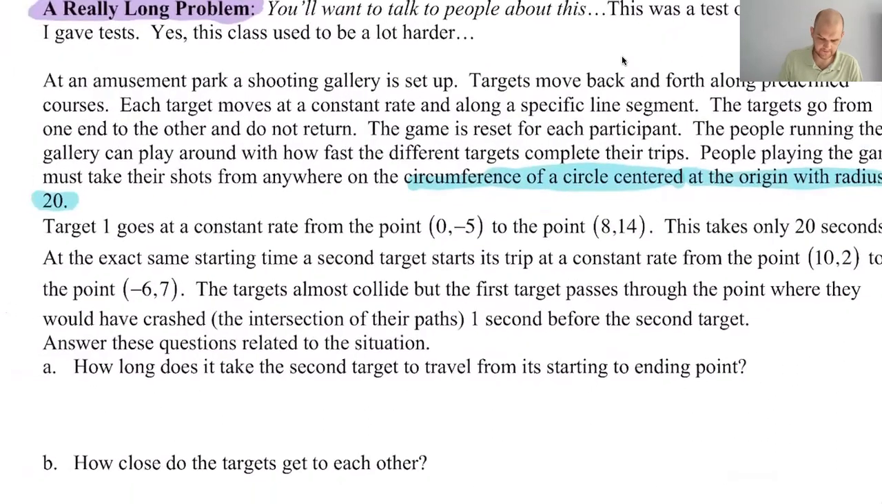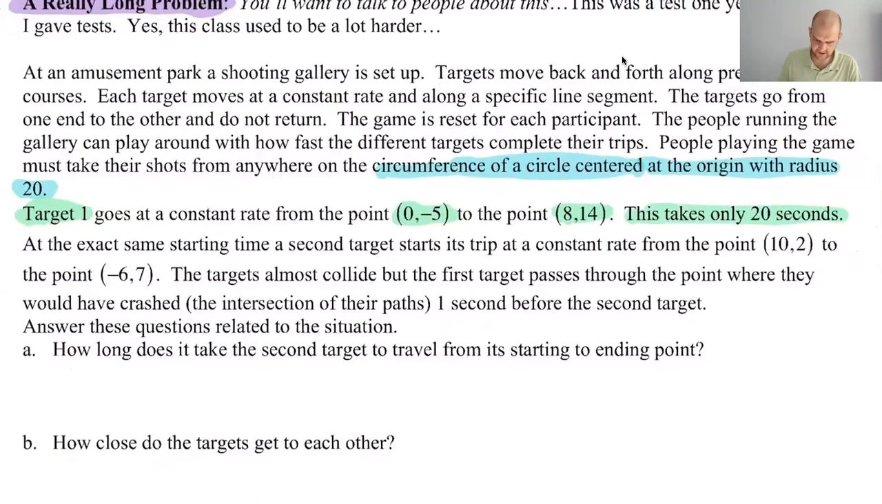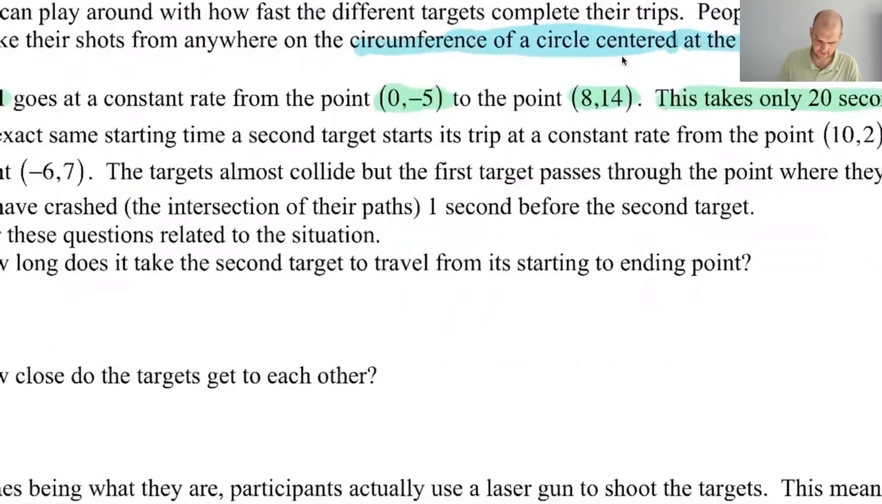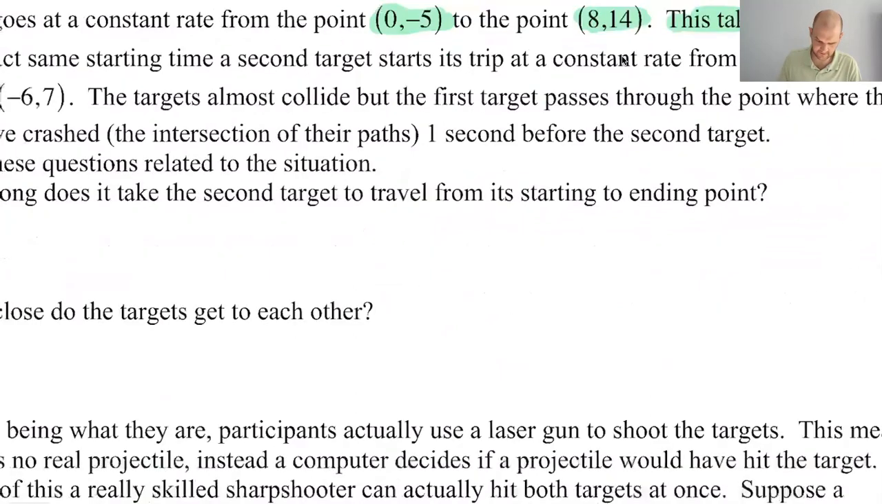All right, target one, let's switch color here. Target one goes at a constant rate from here to here, and takes 20 seconds to do it. So that's (0, -5) and (8, 14). I'm going to write that: we're going from (0, -5) to (8, 14) in 20 seconds. I'm going to delete that. That's not what I wanted to do. I was going to copy it. I'm going to cut, and then paste it down here.